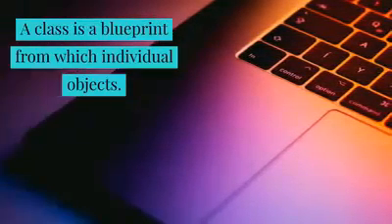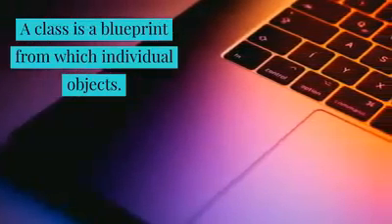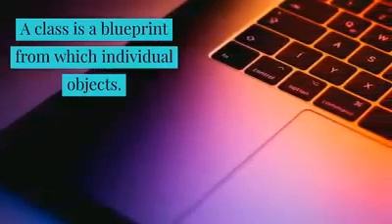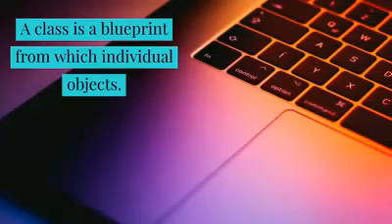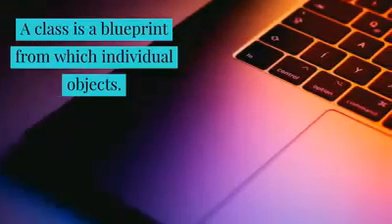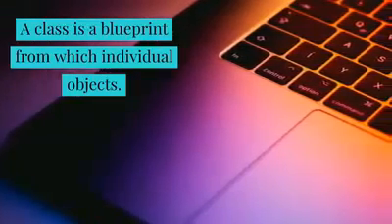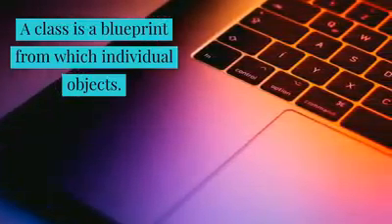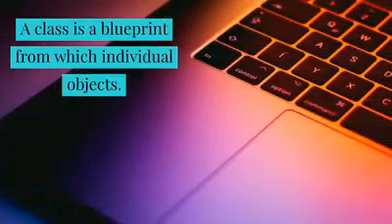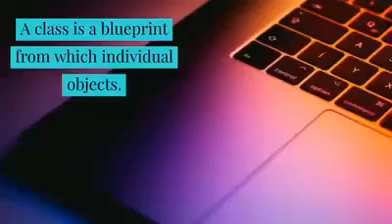Class. A class is a blueprint from which individual objects are created. A class can contain fields and methods to describe the behavior of an object. A class is declared using the class keyword. A class contains both data and code that operate on that data. The data or variables defined within a class are called instance variables, and the code that operates on this data is known as methods.